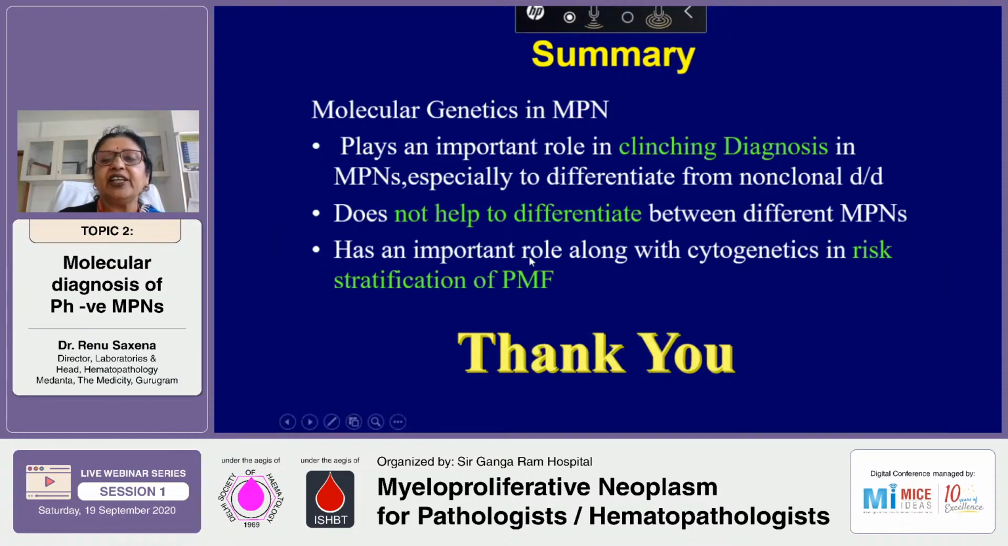However, it certainly has a much more important role, along with cytogenetics, in the risk stratification of primary myelofibrosis.